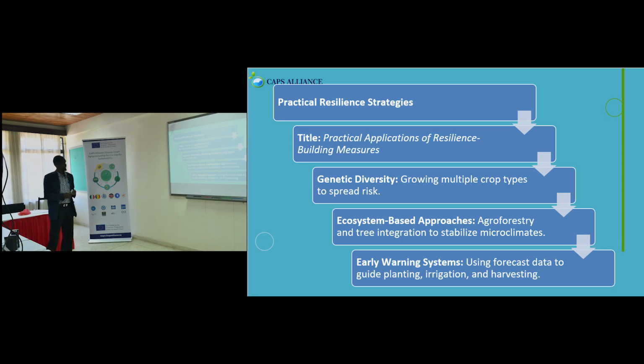Early warning systems using forecasted data. We say that use of AI to be able to predict what time we are going to have precipitation and what time we are going to have drought. So that is something that we go to next.